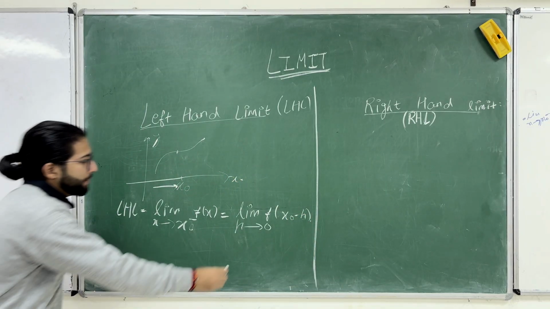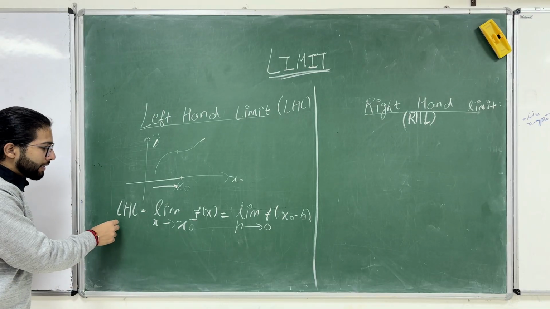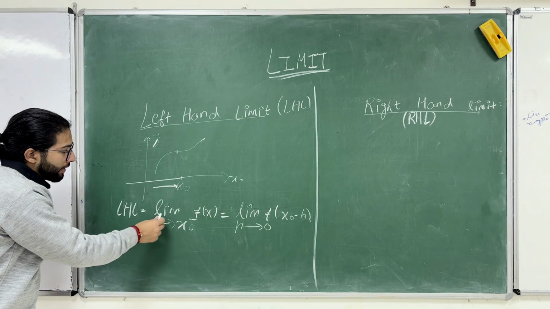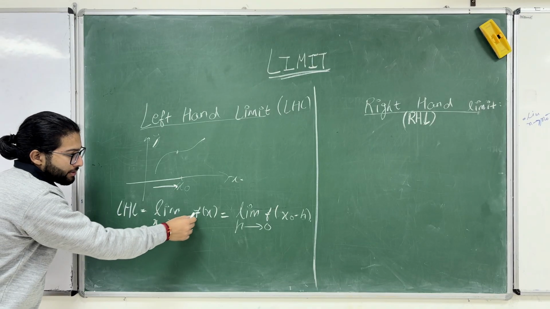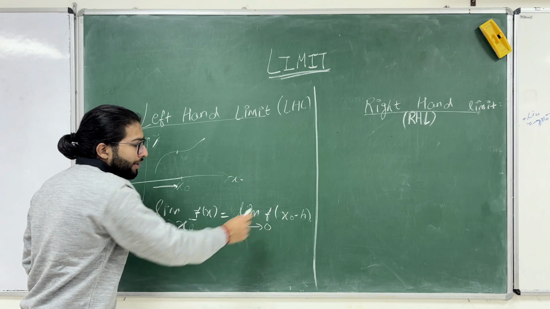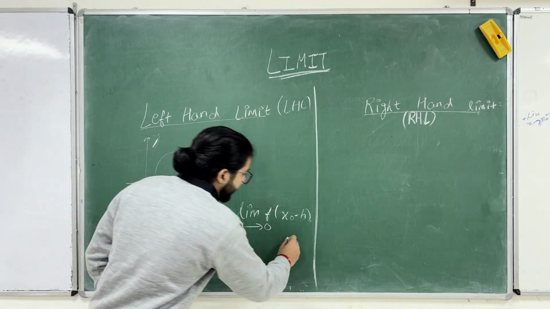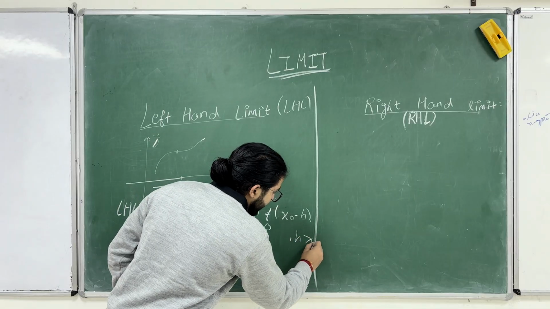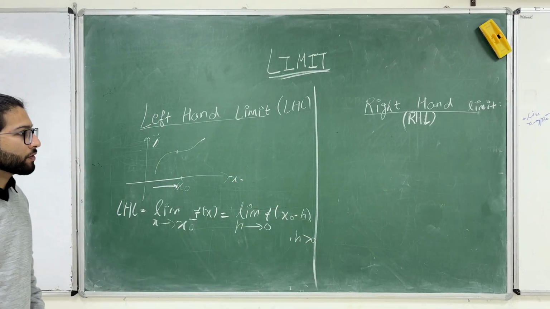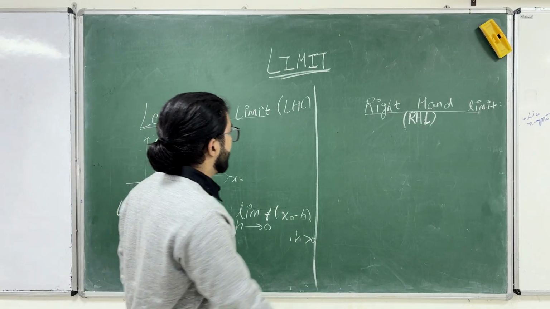Okay, at the point x naught we are finding, so let me tell you again, LHL we can denote it as limit x tends to x naught minus f(x), which is equal to limit h tends to 0 f(x naught minus h), the same thing. And one thing there, h is greater than 0. Now similarly we can define right hand limit also.